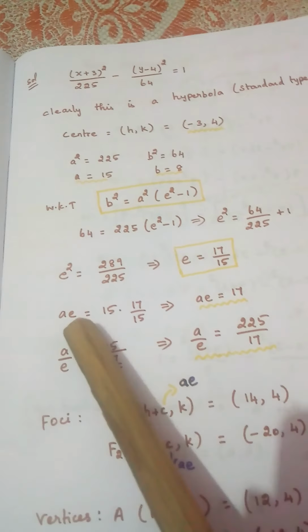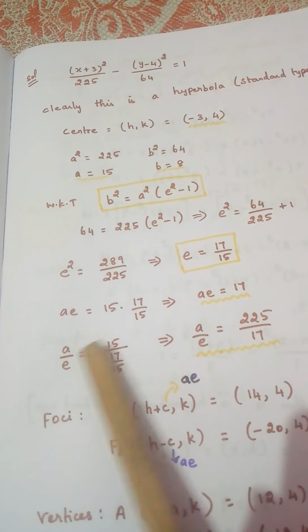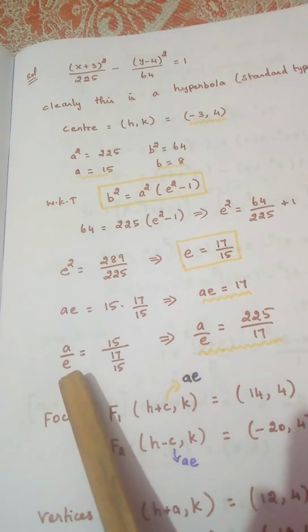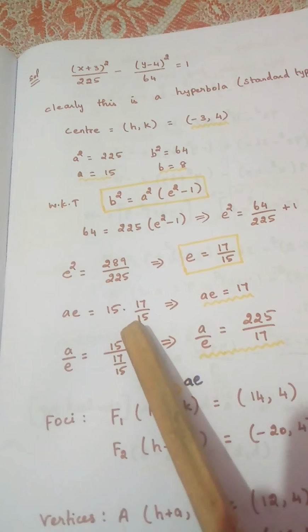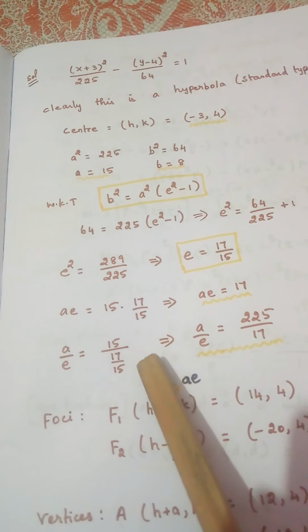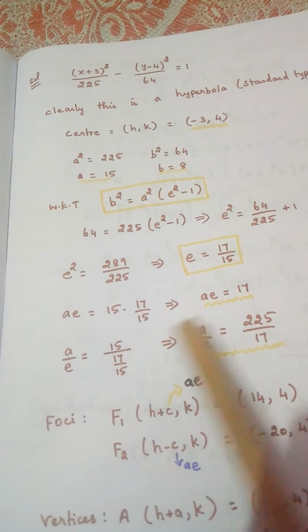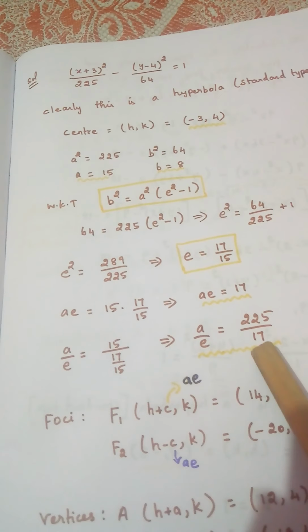Next our aim is to find A by E. What is A? 15. What is E? 17 by 15. Take 17 by 15 to the numerator, it becomes 15 by 17. So 15 into 15, 225 by 17.